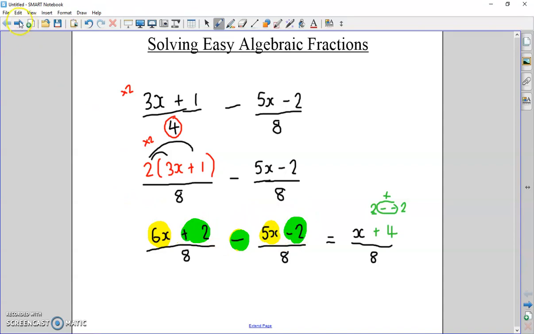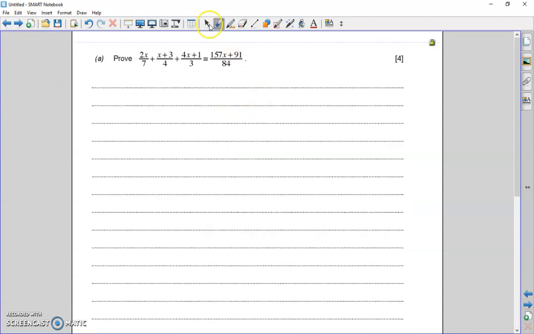Let's have a look at some questions then. Okay, first one here. All we've got to do is prove that everything on the left hand side there comes out as that. Okay, nothing else, it says prove it.